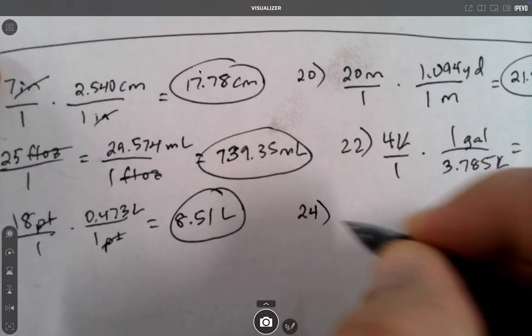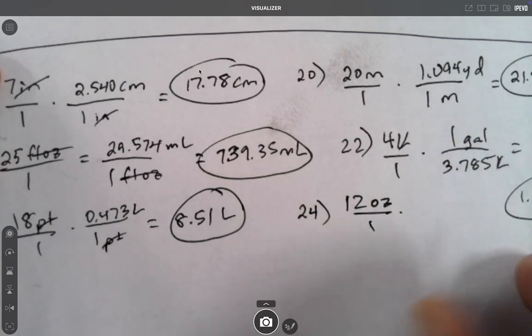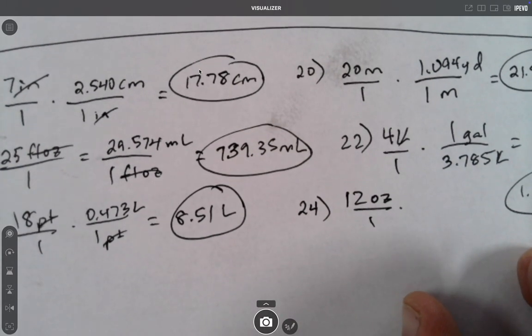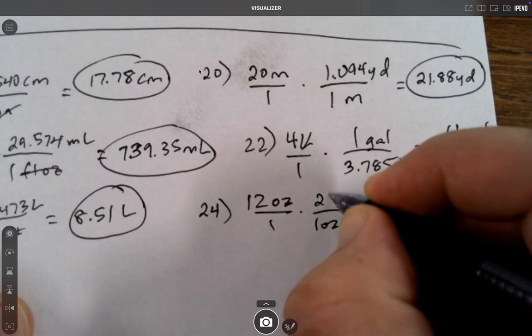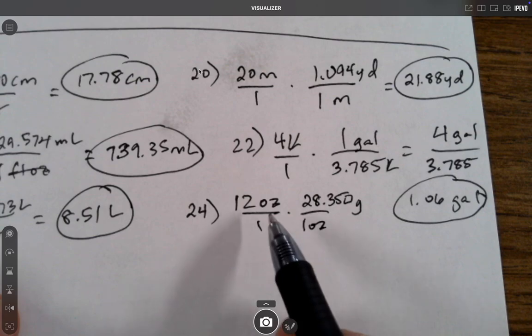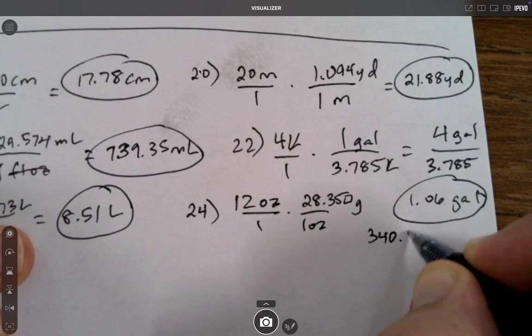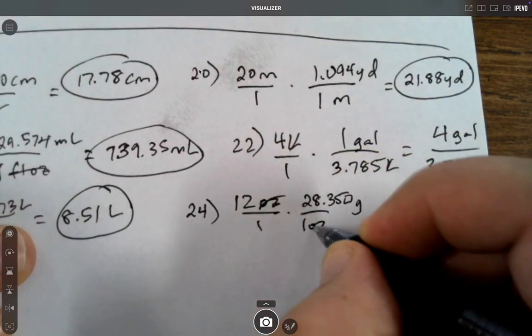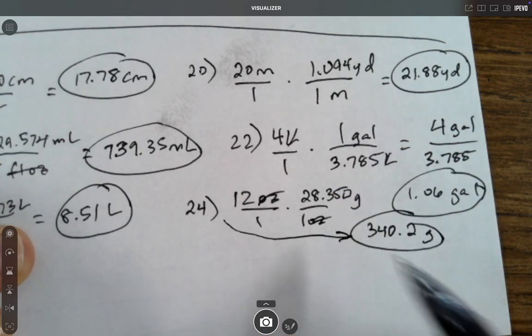Okay, 24. 12 ounces needs to be converted to grams. Okay, so if we look, this is in the bottom section where it says mass or weight. It's the very first one. 1 ounce is 28.350 grams. So I multiply 12 times 28.350, and I get 340.2 grams, because the ounces do cancel out. So this is the answer to 22. This is the answer to 24.